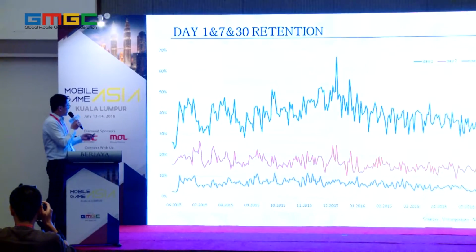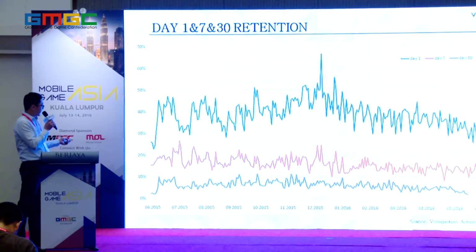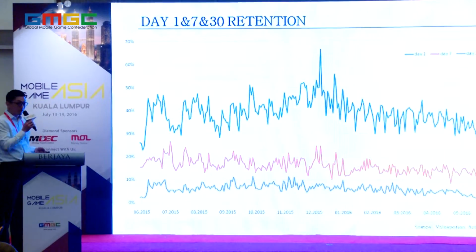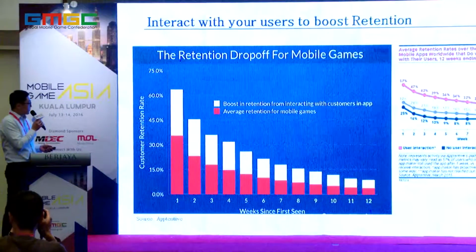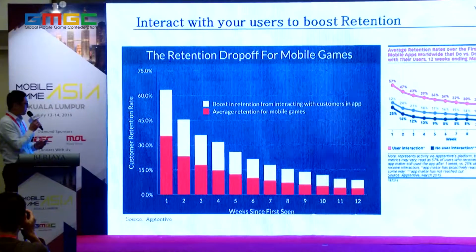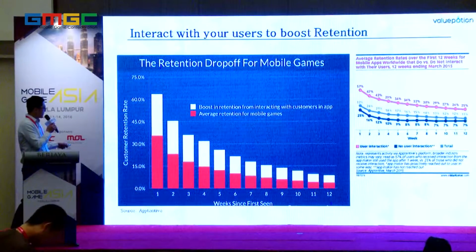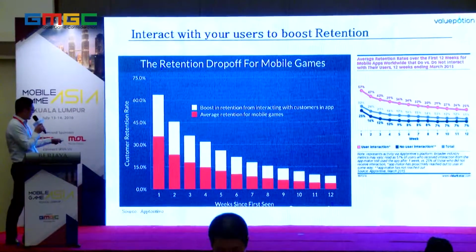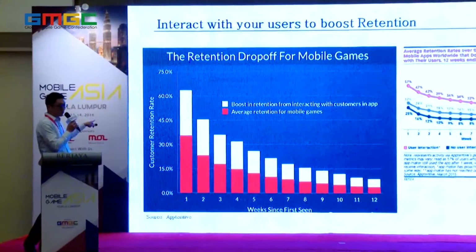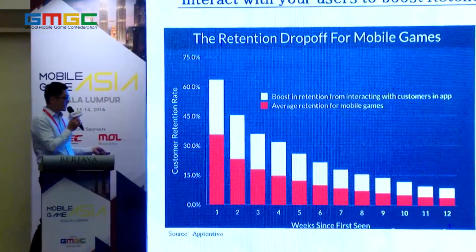For day 1 retention, we're looking at around 30 to 40%. Day 7 decreases to only around 20%, and after 30 days, you are looking at below 10%. So this is really critical for you to boost your retention by interacting with your users. Here, the red part is the average retention for mobile games, and the white bar is the increase after the boost from interacting with your users. You can see that the gap is very significant.